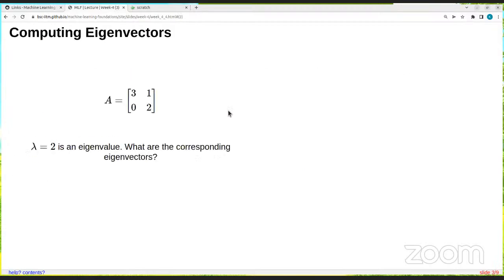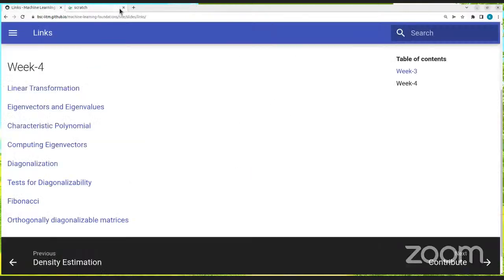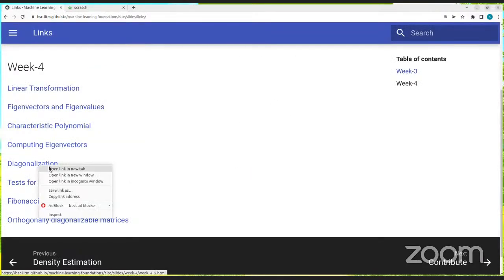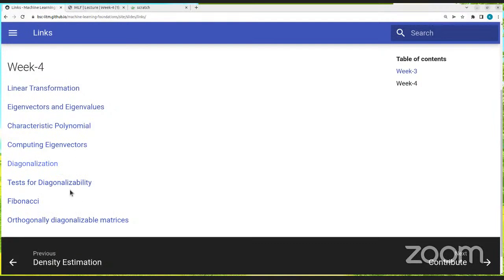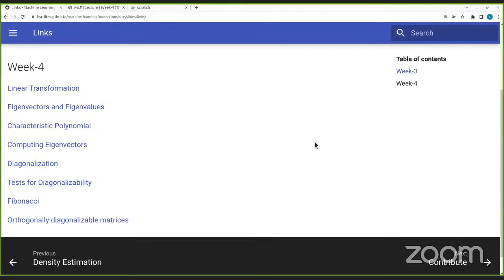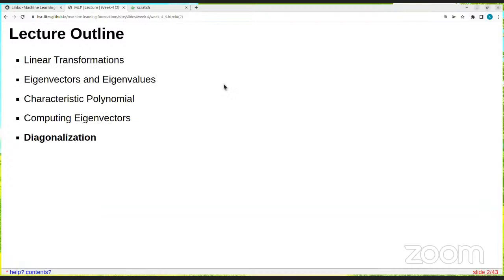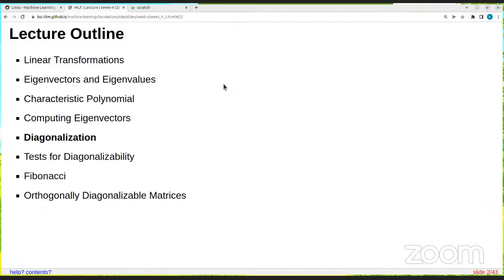So this is where we are. Till this point we completed in the last session. Now we'll take up the remaining parts. We start with the topic called diagonalization.